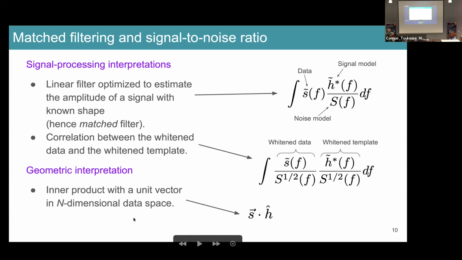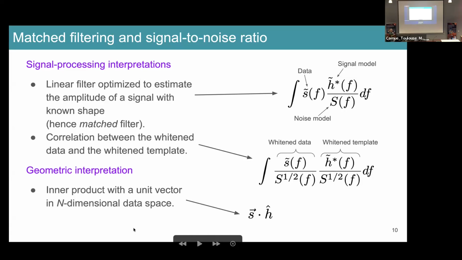So one way to interpret it is as the optimal linear filter that gives you the best estimate of the amplitude of the signal with a known shape. This is why we call it a matched filter, because it's matched on the signal that you want to detect.